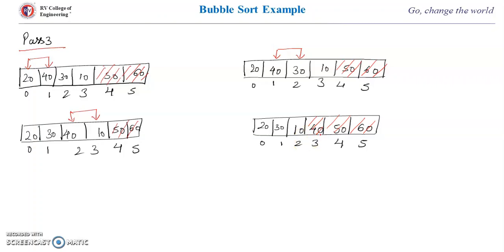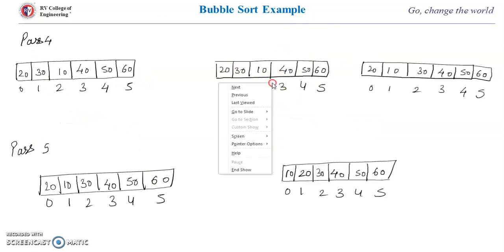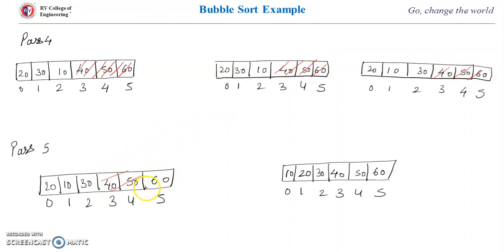Okay. So now in pass 4, the first, second and third largest elements are already sorted. So in pass 4, these three elements we need not compare. So here again we'll start from 0. Array 0 and array 1 will be compared. Array 0 is not greater than array 1, so we'll not swap. Then 1 and 2 will be compared. So array 1 is greater than array 2. We need to swap. So after swapping, this is the result.